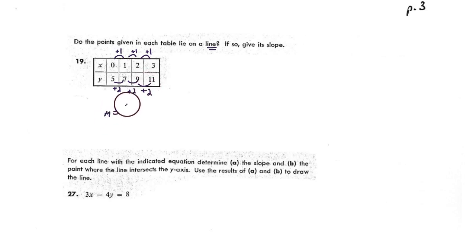Let's write change in y over change in x. The reason we do it like this is because change in y finds the rise. Change in x finds the run. So this is 2 over 1 equals 2. Because this was constant every time, the answer is yes. And our slope is 2.